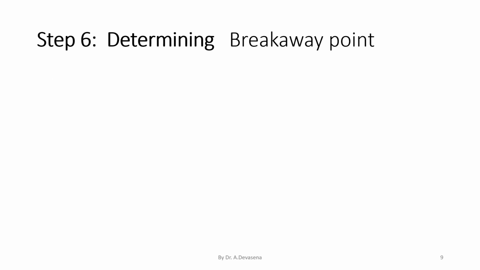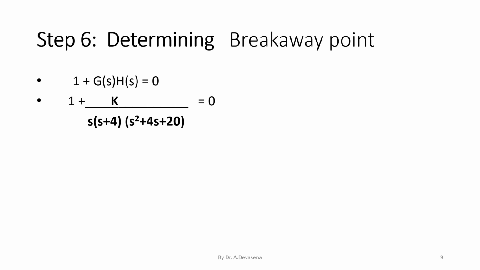Now we are going to determine the breakaway point. The breakaway point is a point where the root locus breaks away from the real axis. The breakaway point must be a part of the root locus. For calculating the breakaway point, we have to consider the characteristic equation 1 plus G(s)H(s) is equal to 0. In the given problem, G(s)H(s) is given as K divided by s into (s plus 4) into (s square plus 4s plus 20).